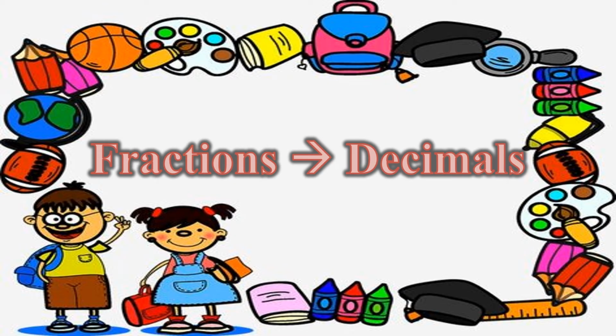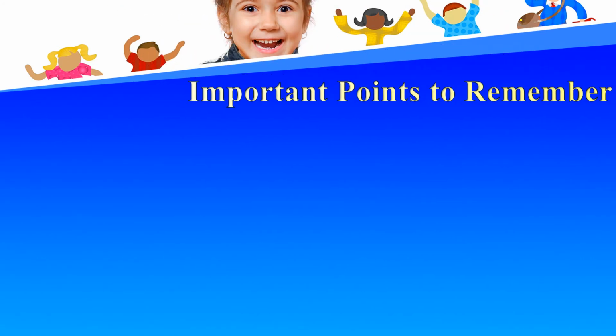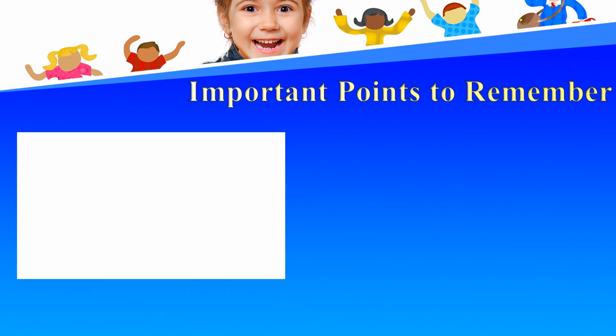Now, we will learn how to convert a fraction into a decimal number. Some important points to remember while converting from fractions to decimals. We have already learned the types of fraction. There are 3 types of fraction. The first one is called proper fraction. In a proper fraction, the numerator is less than the denominator.